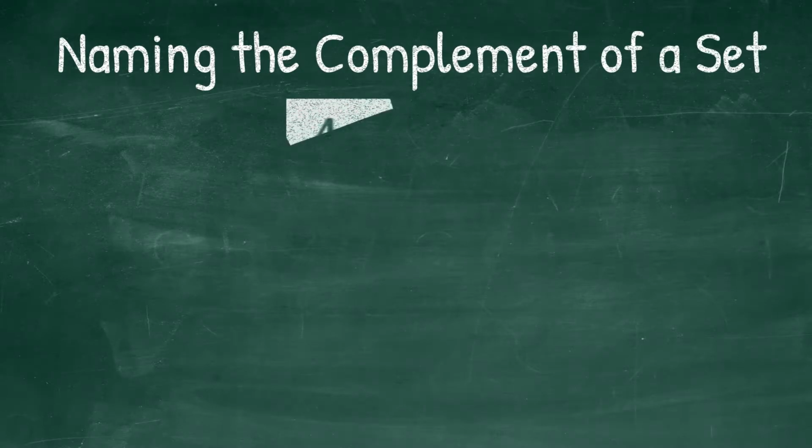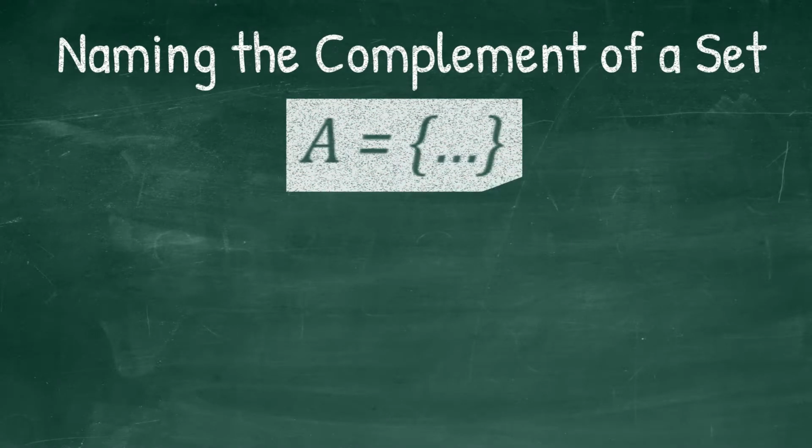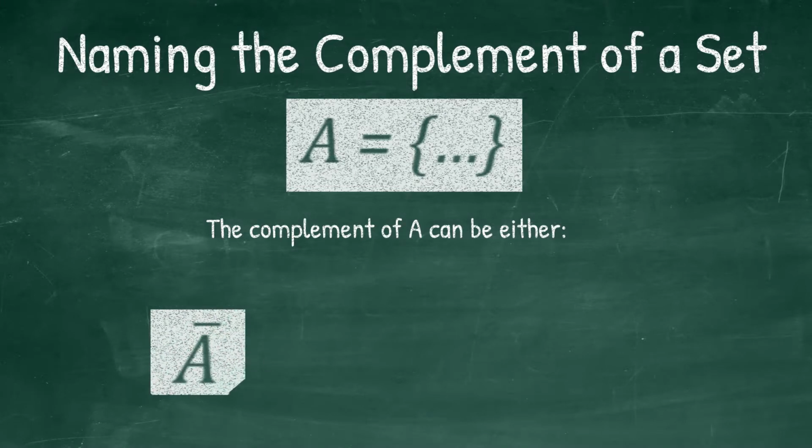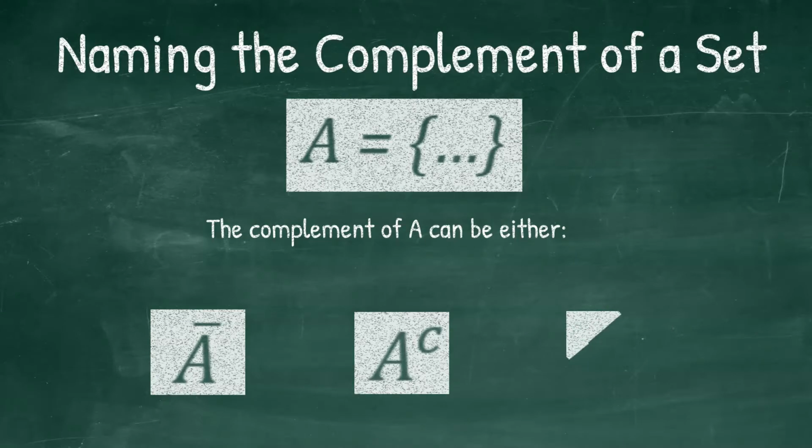If we have a set A, then we can label the complement of that set A by writing the set's name with a bar over it, or with a superscript C, or a prime symbol.